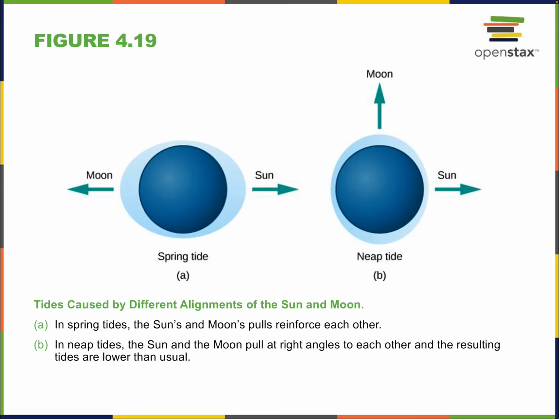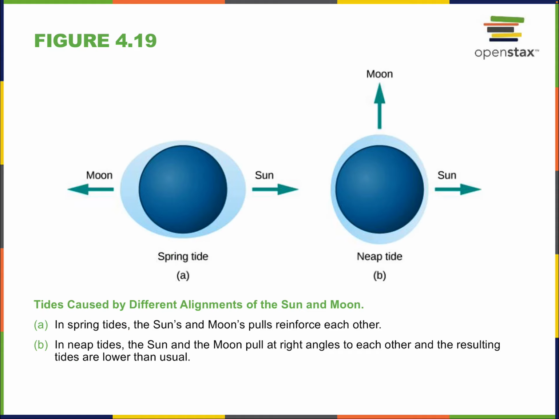Now, the sun also affects tides. The pull of the sun is less than half as strong as the pull of the moon. Of course, that's because the sun is so much further away. The sun is much more massive, over a million times more massive than the moon, but it's so much further away that the gravitational force is reduced. But it's still significant, and it's just under 50% as strong as the pull from the moon.